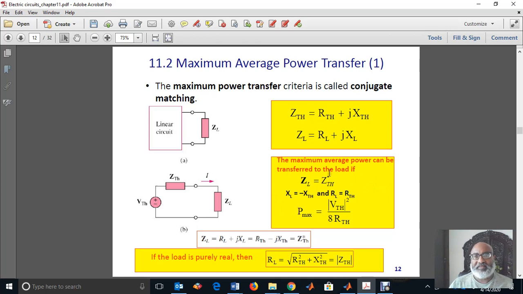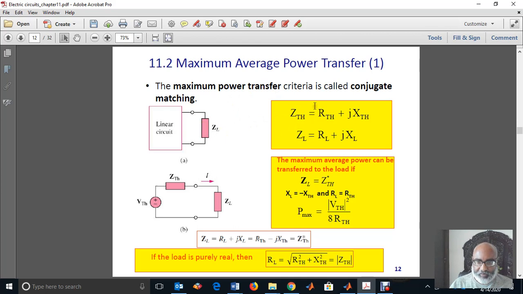Okay, maximum average power transfer. When do we say maximum power is transferred to the load? Or how can we design a load so that it will absorb maximum power from any linear circuit? This is called the maximum power transfer criteria.